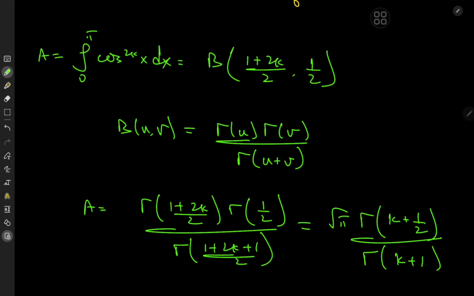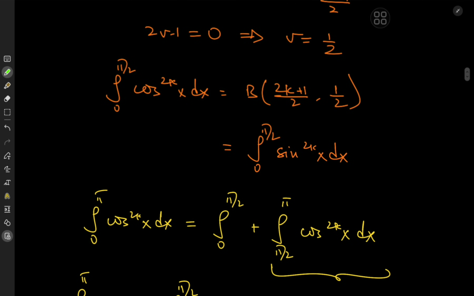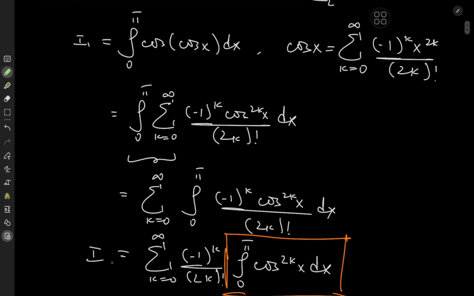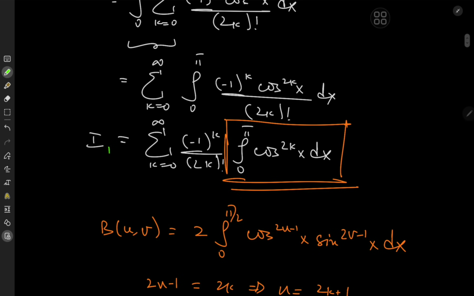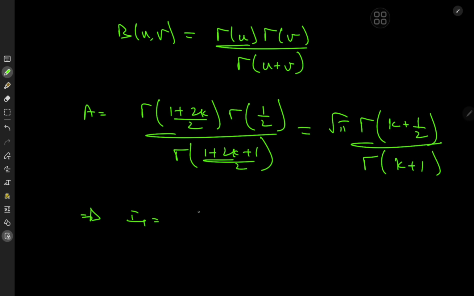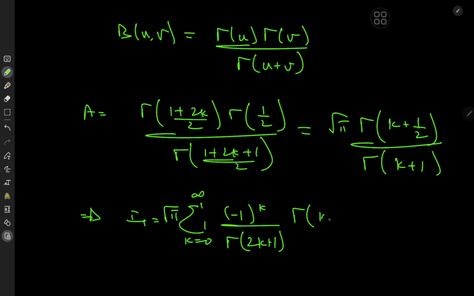Now, why on earth did we even need this integral in the first place? Well, let me just scroll back up and recall that I sub 1 was this infinite series that involved this integration result. So this implies that I sub 1, which equaled the sum over k from 0 to infinity of negative 1 to the k over 2k factorial, where 2k factorial would be gamma(2k plus 1), and then we have a root pi outside, which is quite nice. It's just sitting there, minding its own business.